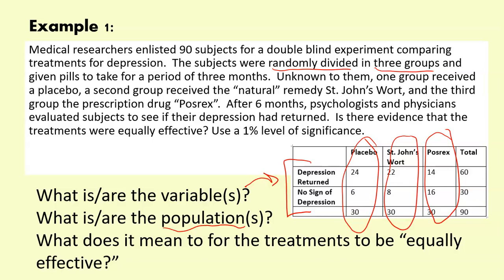So the other thing we want to think about here, so we have one variable, basically, we've got this variable we're measuring, and we have our population, which is multiple groups. I've got 3 groups here. What does it mean for the treatment to be equally effective?